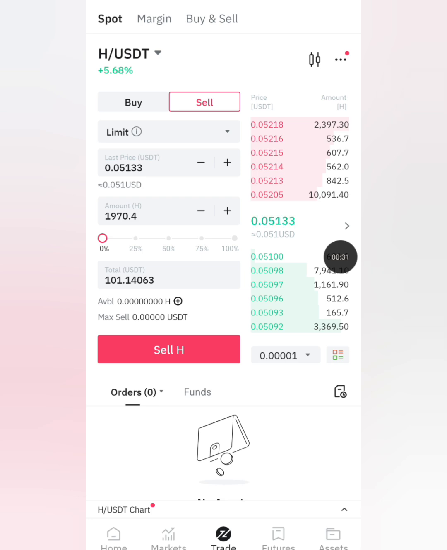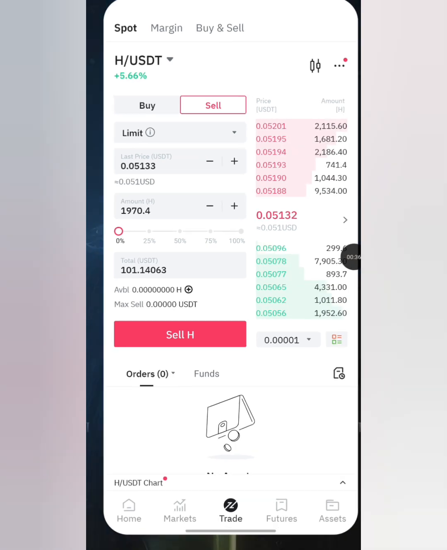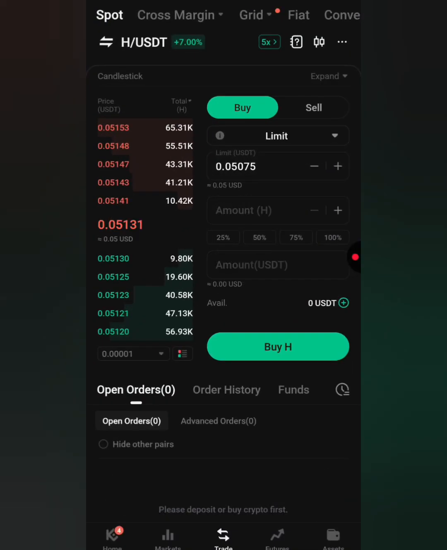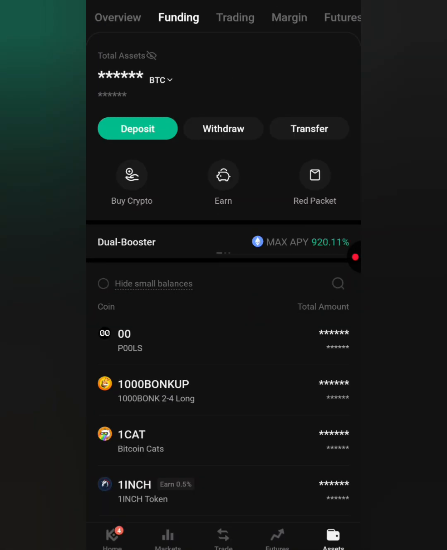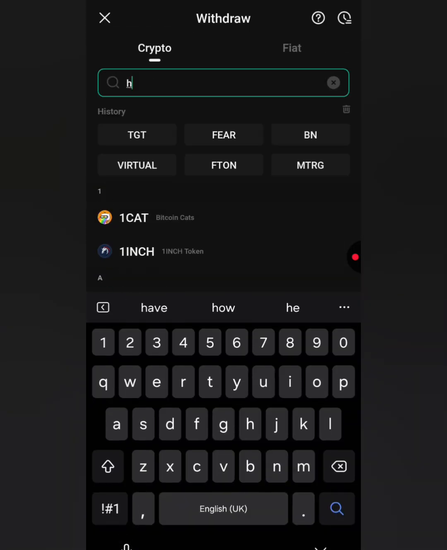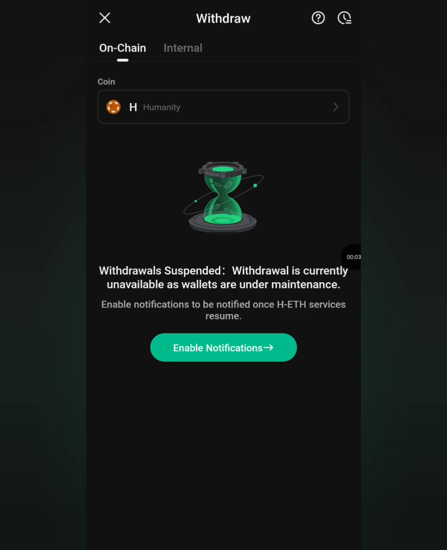Now let's look at whether the network for transferring this particular token from KuCoin to BitMart is going to be the same, okay? So to check that out too, we'll click on assets down here, we'll click on the withdraw button right here, and we'll search for the H token. And guys, on actually withdrawing these, you can see the withdrawals are suspended right here on KuCoin, okay? So basically, I think KuCoin are aware of this arbitrage opportunity, and they've actually stopped people from withdrawing this token out of the exchange, okay?